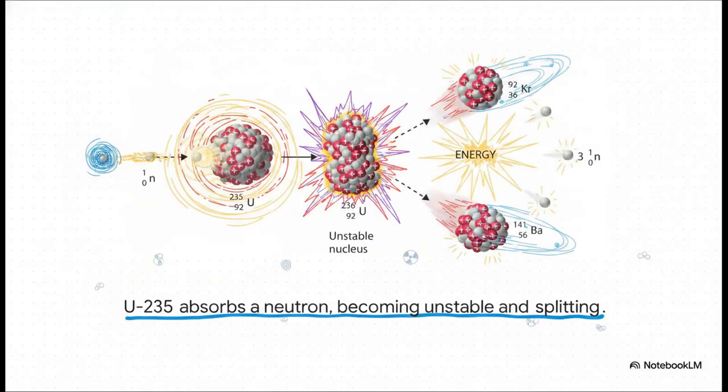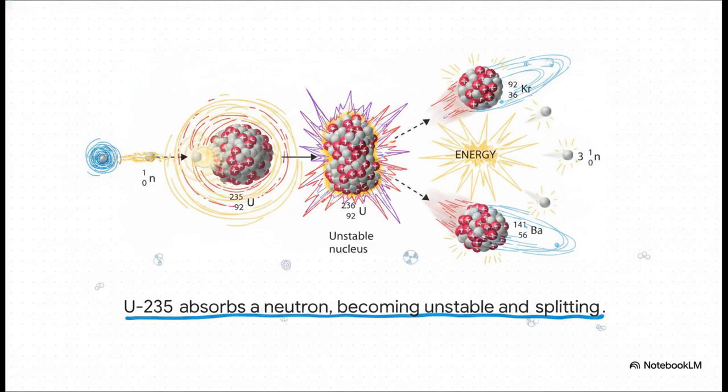Imagine a relatively slow thermal neutron cruising along until it strikes a uranium-235 nucleus. The uranium absorbs it, temporarily turning into a highly unstable U-236 compound nucleus. This thing violently oscillates for just a fraction of a second before literally snapping into 2 lighter, much more stable products, often krypton and barium or xenon and strontium.